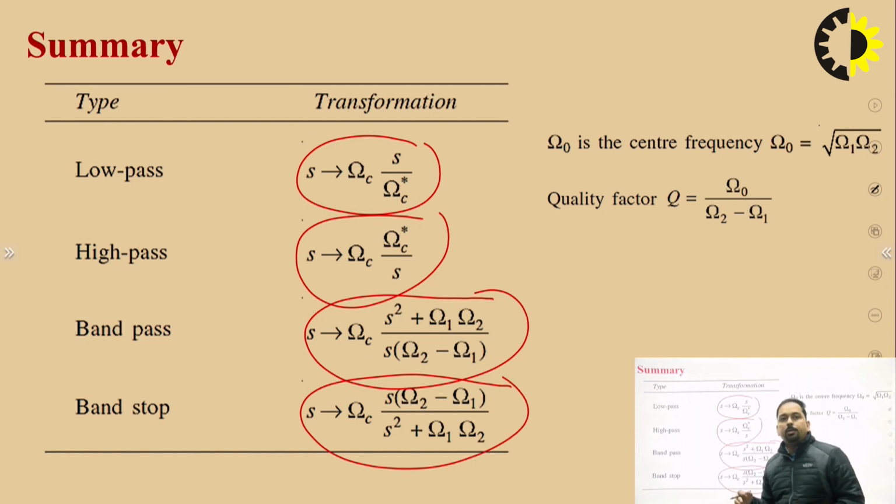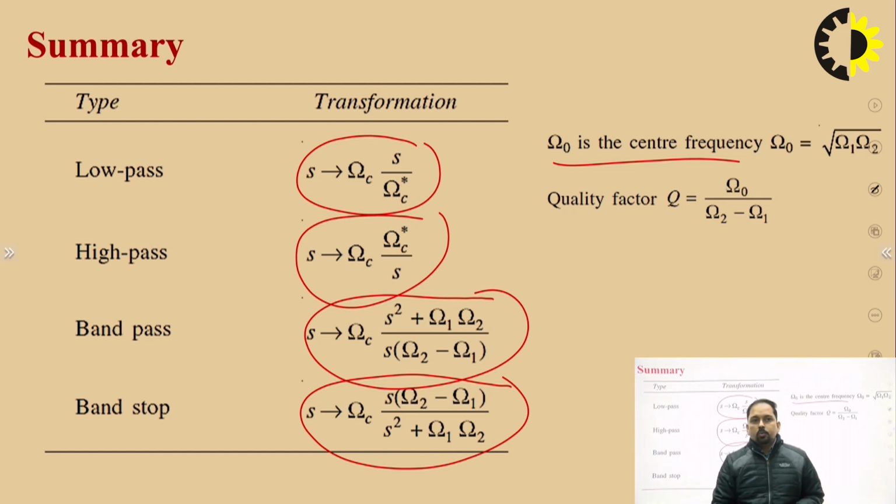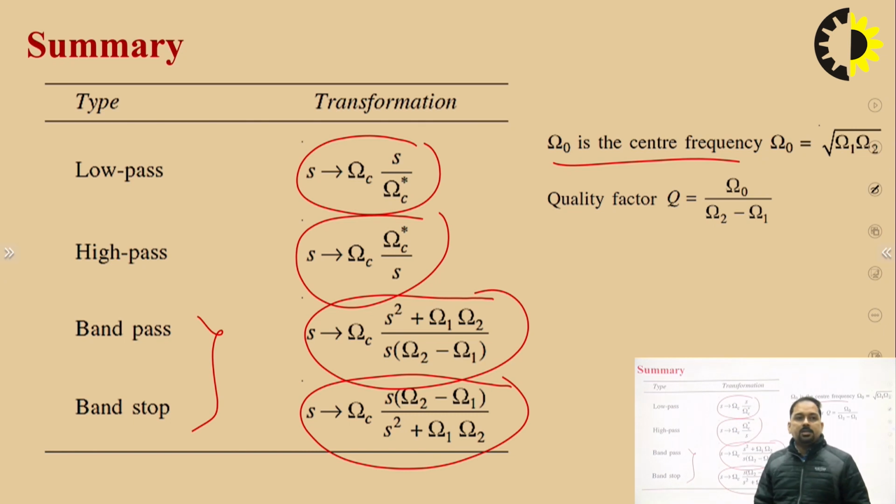These formulas need to be remembered if you want to design band pass, band stop, or high pass filters. Along with these, we have some formulas for the quality factor and the center frequency, which is denoted by Omega_0, which is the square root of Omega_1 multiplied by Omega_2. These are used for both band pass and band stop filters.